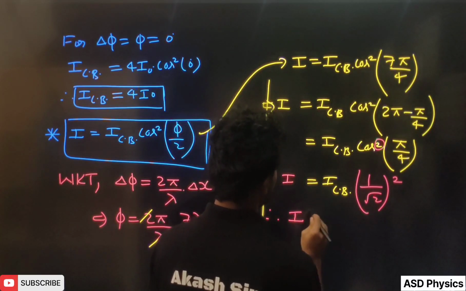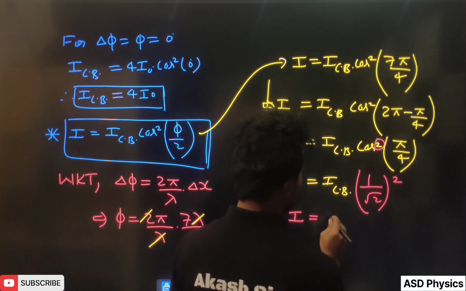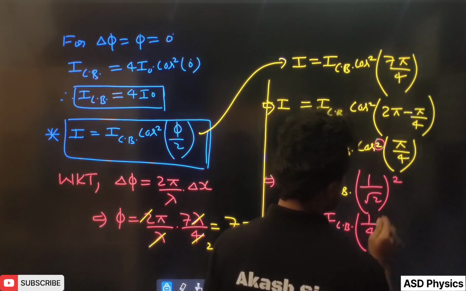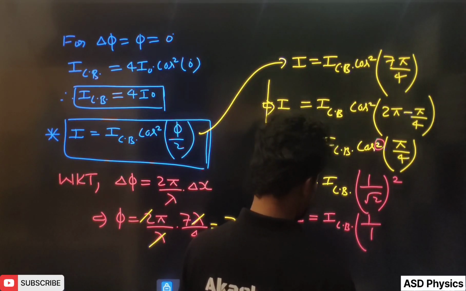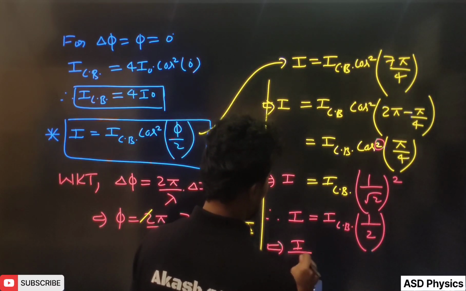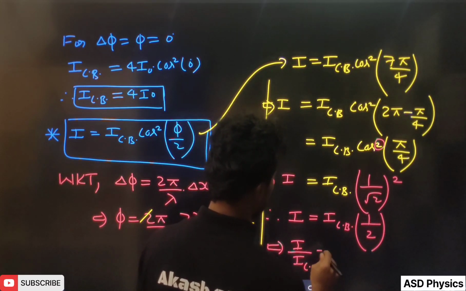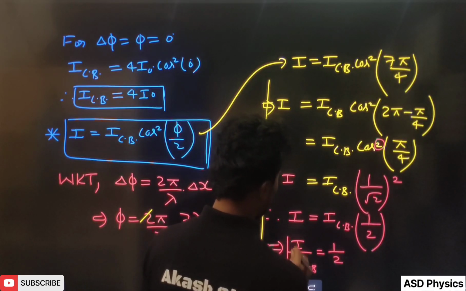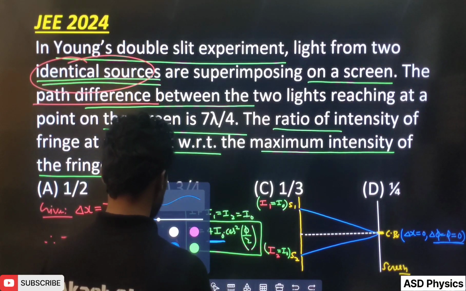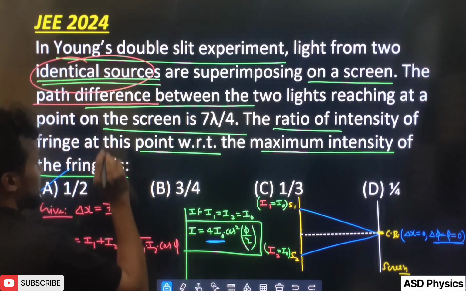That means the intensity on the screen in terms of central bright is 1 by root 2 square, that means 1 by 2. Hence, students, I by I central bright is 1 by 2. Okay. And remember one thing here, I am using the basic option. Option A is the answer.